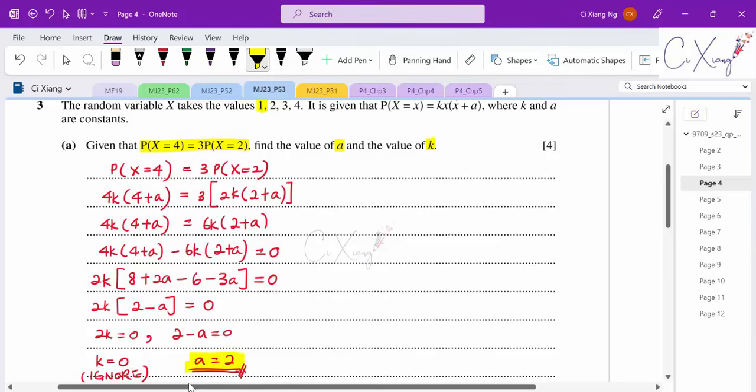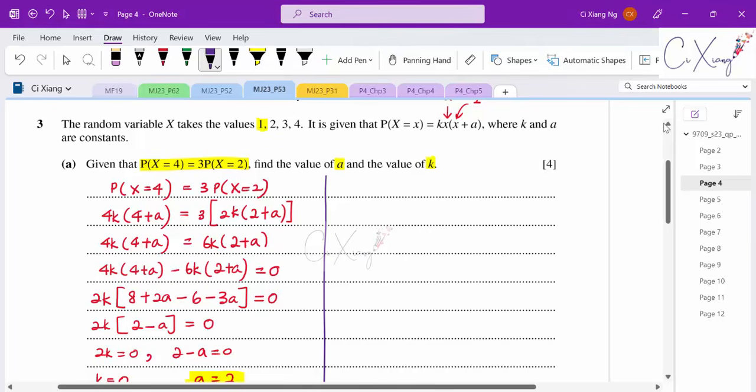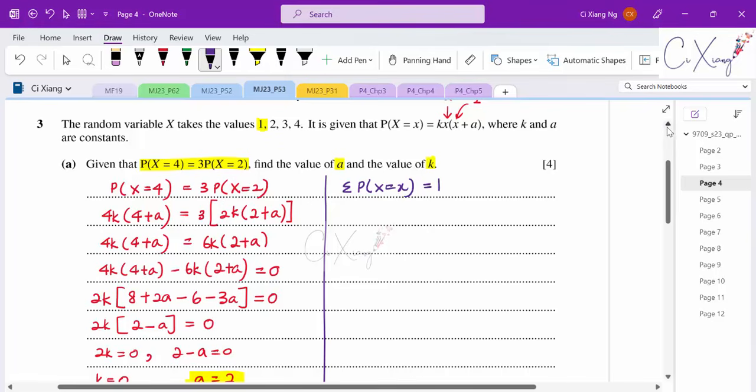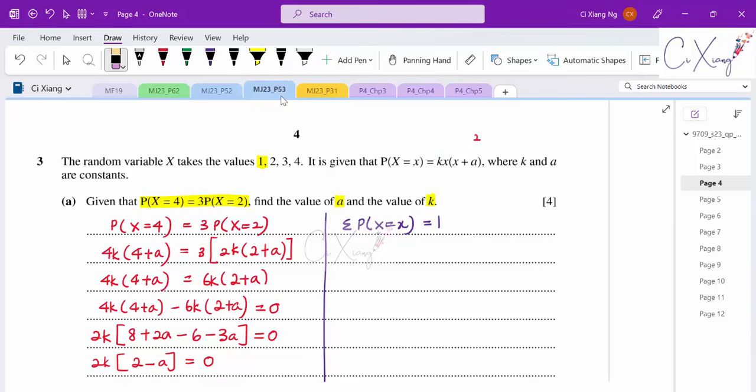Okay, then how can I continue further to get the value for k? To get the value of k, you need to use another concept where we know that if I add all the probabilities together, it will always equal 1. So we are going to use this information for the discrete random variable to help us find out k. Okay, so let's start. The first value of x is 1, so you have to substitute the 1 here. Therefore, you're having k and then 1 plus a. You know that a is 2, so 1 plus 2, you get 3. So you're having 3k for the first probability.